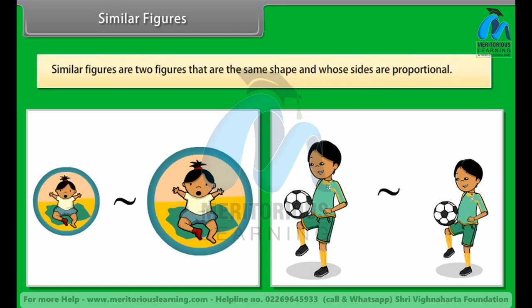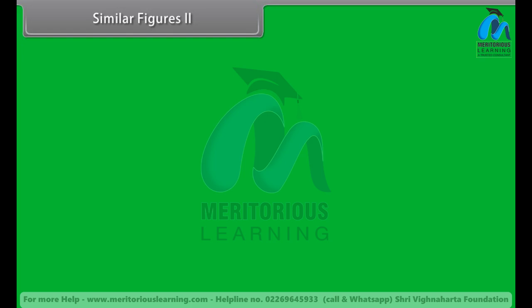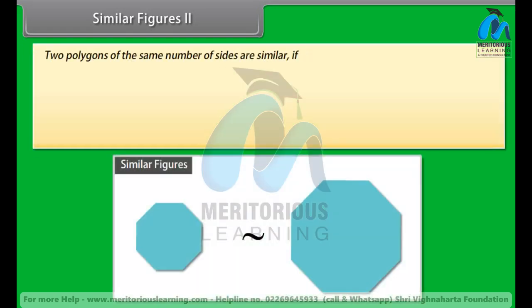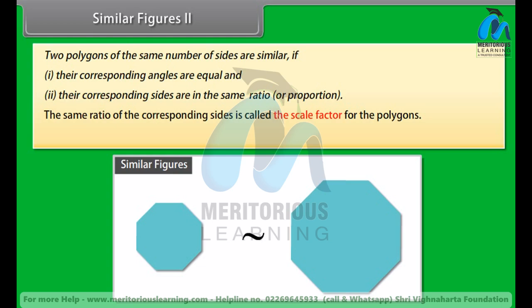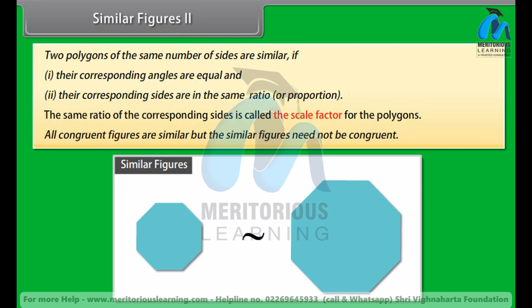So, similar figures are two figures that are the same shape and whose sides are proportional. Two polygons of the same number of sides are similar if, one, their corresponding angles are equal and, two, their corresponding sides are in the same ratio or proportion. The same ratio of the corresponding sides is called the scale factor for the polygons. All congruent figures are similar, but similar figures need not be congruent.